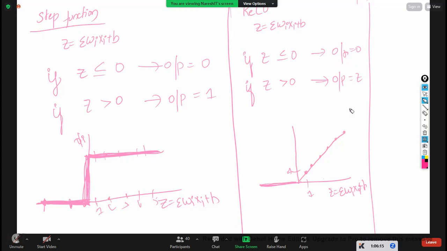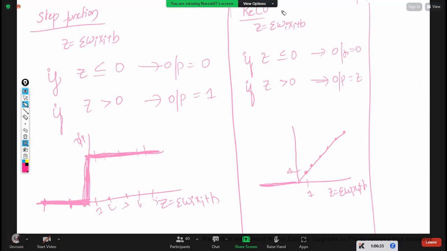Take any 5 values of your choice and attach the line. Simple. Whichever the 5 values you want, you take. Take any 5 values and attach the line. You will get easily the graph. Is the point clear? Now, that is the step function and the ReLU function.